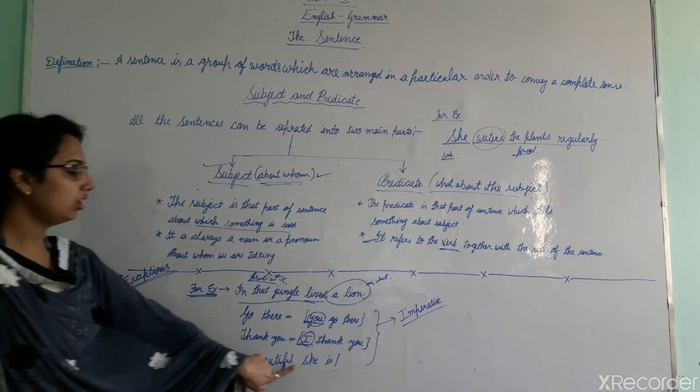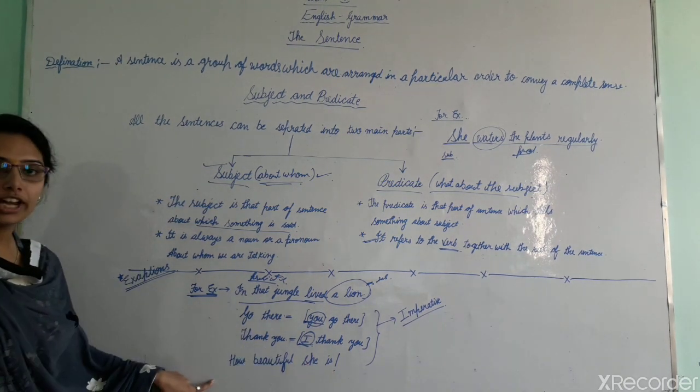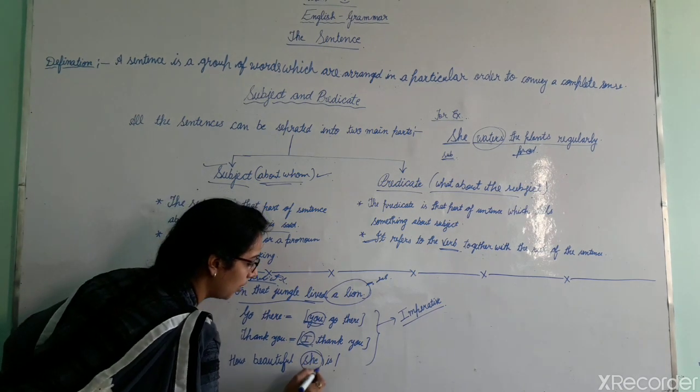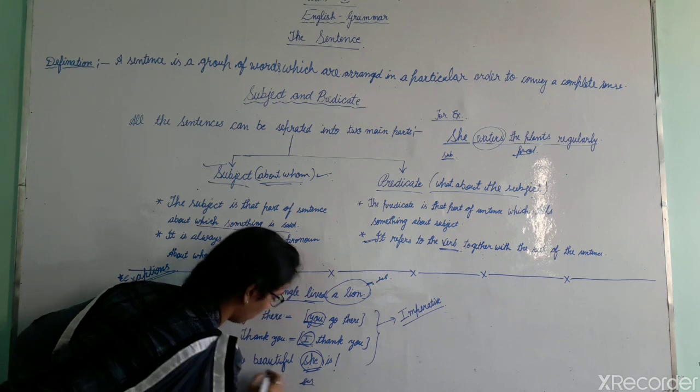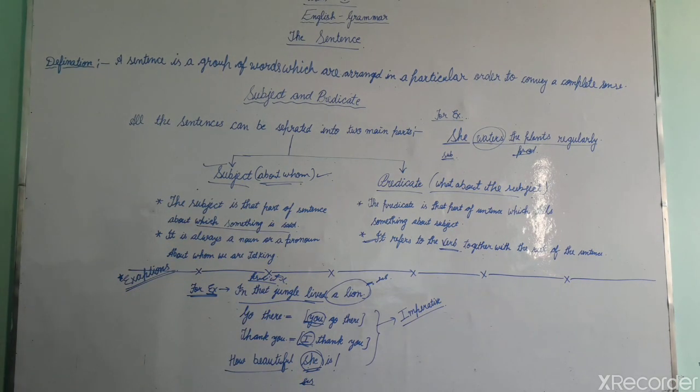Secondly, how beautiful she is. About whom are we talking? She. So here, she is the subject and the rest of the part is the predicate.